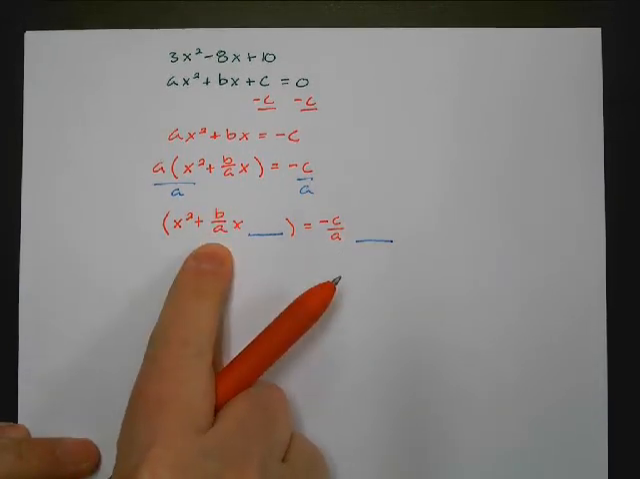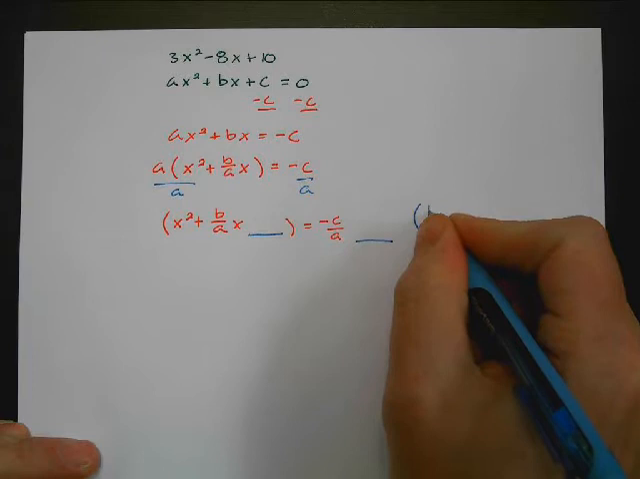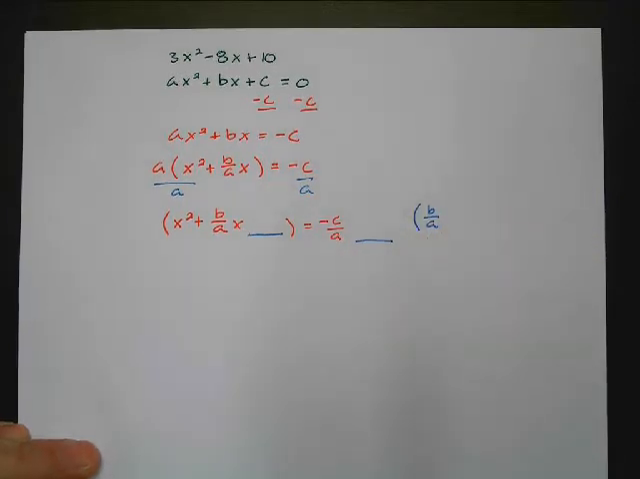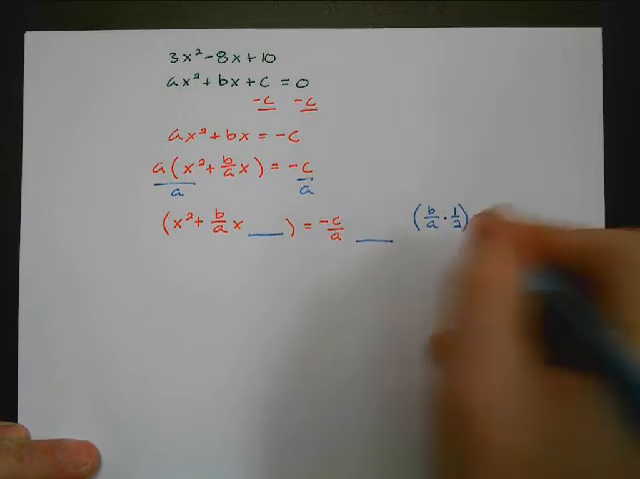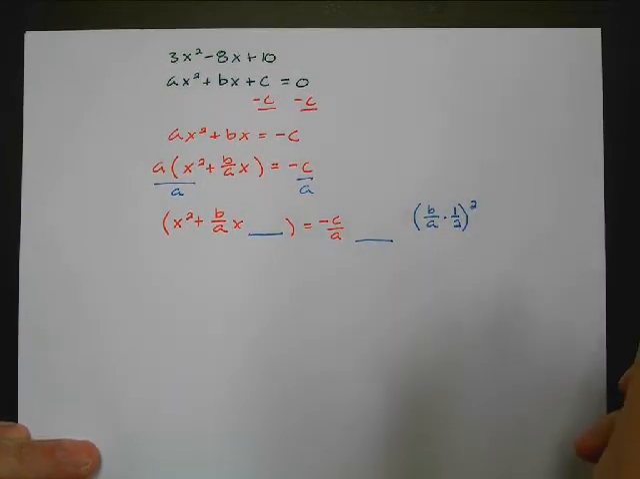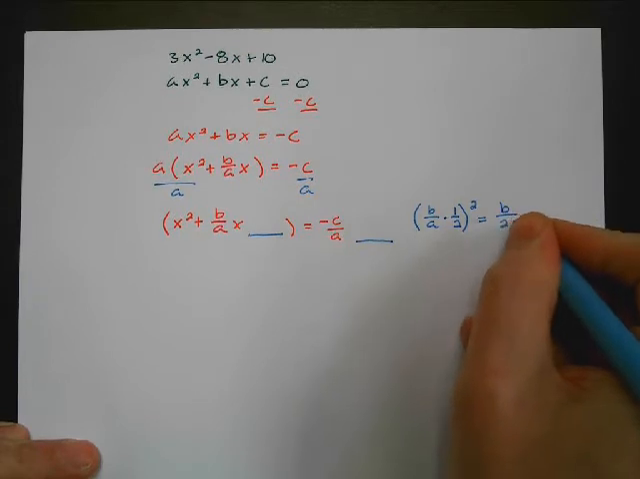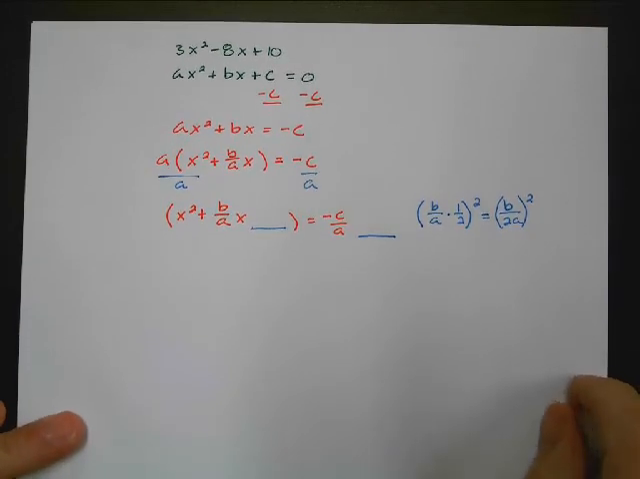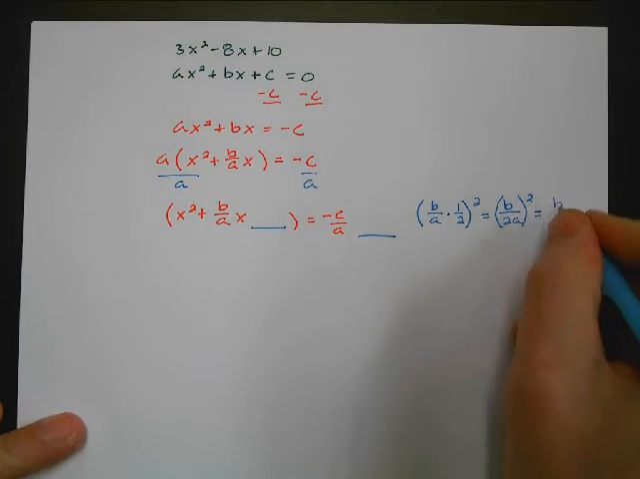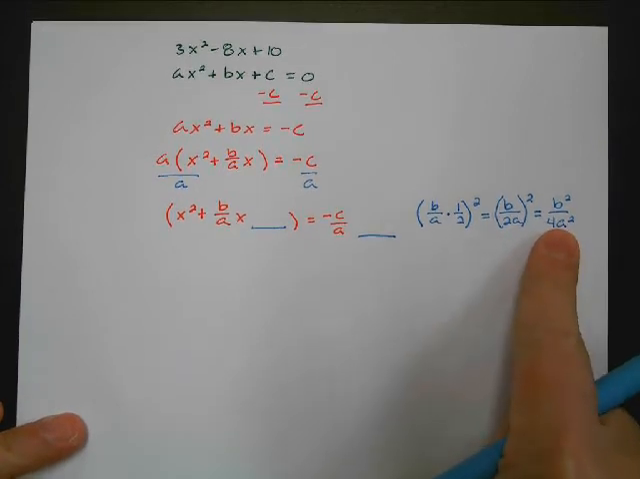The b value is b over a. So I'm going to take b over a, and I'm going to divide by 2. And we were saying earlier, the same thing as dividing by 2 is multiplying by 1 over 2. So I'm dividing by 2, and then I square it. So b over a times 1 over 2 is b over 2a. Square. All right, now I'm going to square b over 2a. And that gives me b squared over 4a squared. Because I got b times b, and then 2a times 2a. All right, so that's the number that I need to add to both sides of the equation.